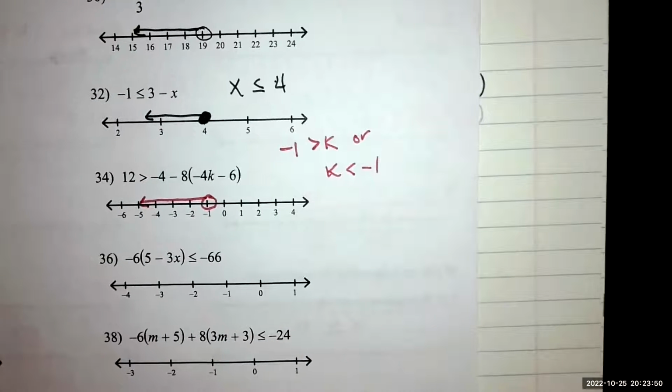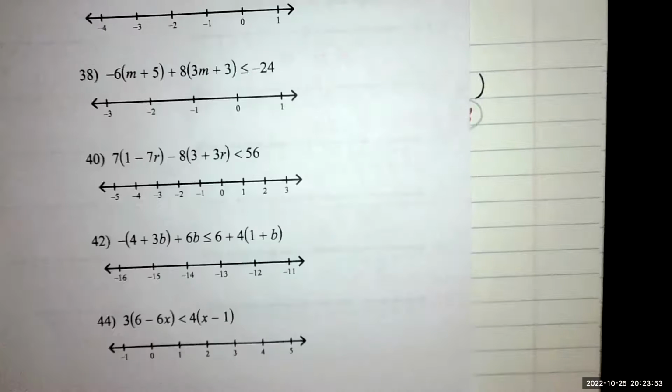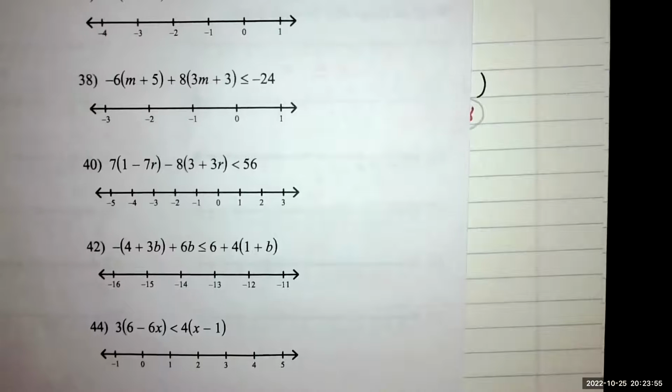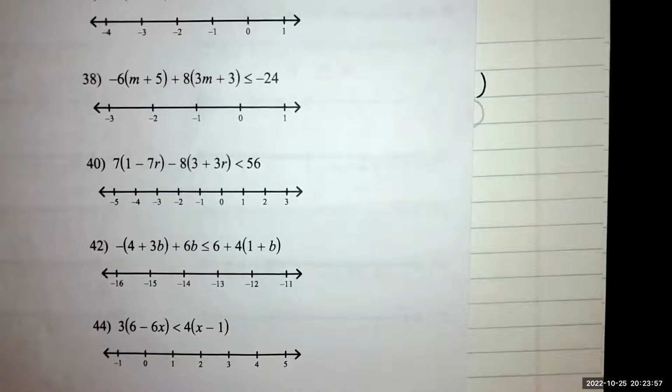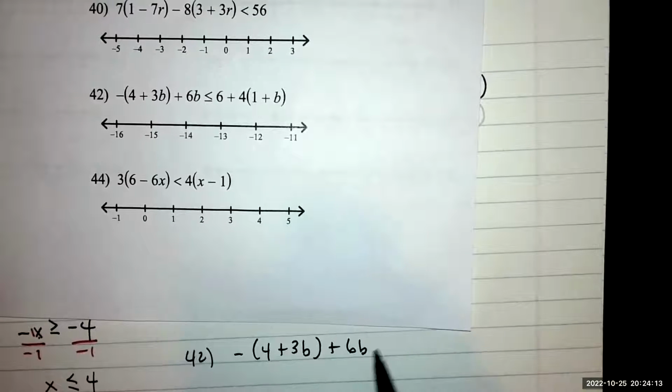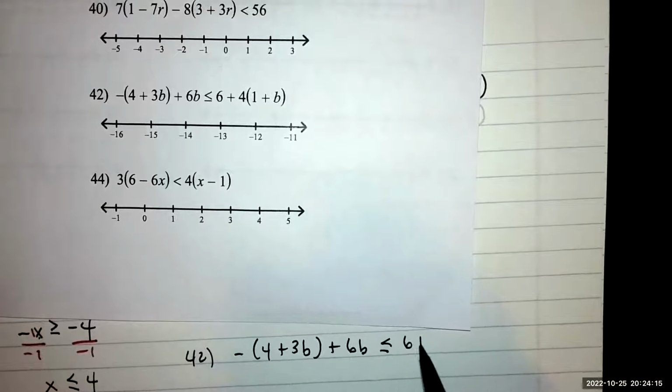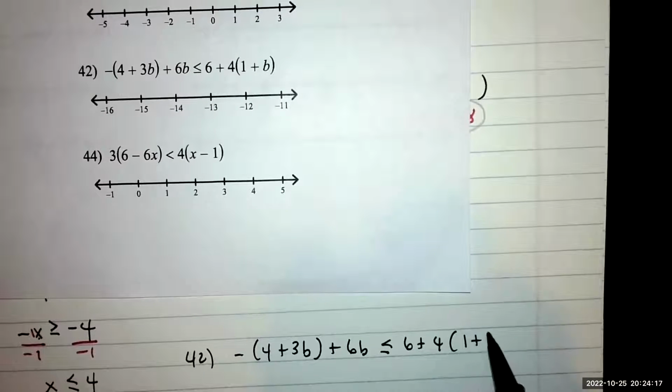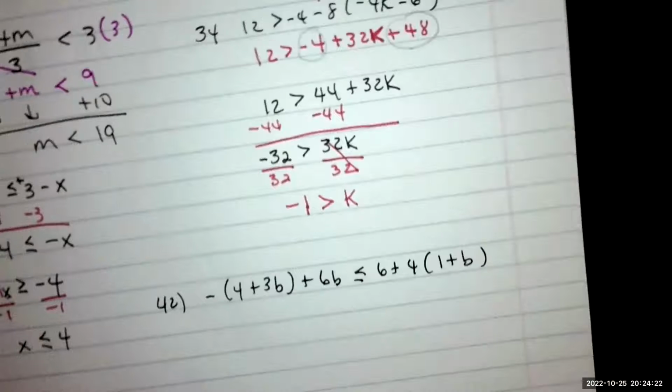All right, let's pick a good one. Which one should we do? Well, let's do 42. 42 looks really nasty. It looks like a fun one. So we're going to put 42 here. I might need 2 pages. All right, I'm just kidding. 42. So we got a -4 plus 3b plus 6b is less than or equal to 6 plus 4, 1 plus b. Wow. That looks like a great one, doesn't it?